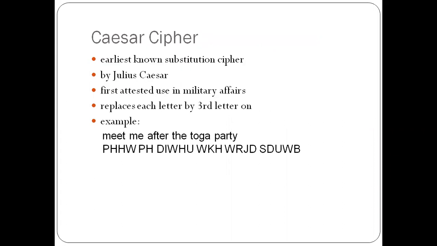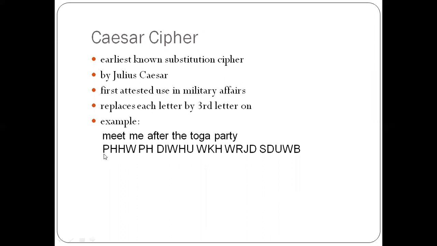The Caesar cipher, earliest known substitution cipher, and it is known as Caesar cipher because it was introduced by Julius Caesar. First attested use in military affairs, replaces each letter by third letter on। फिर से एक बार सभी लोग ध्यान से सुनना, सीजर सिफर को कैसे हम एम्प्लॉय कर रहे हैं, रिप्लेसेस इच लेटर बाय थर्ड लेटर ऑन, ठीक है। Now coming to the example, meet me after the toga party.